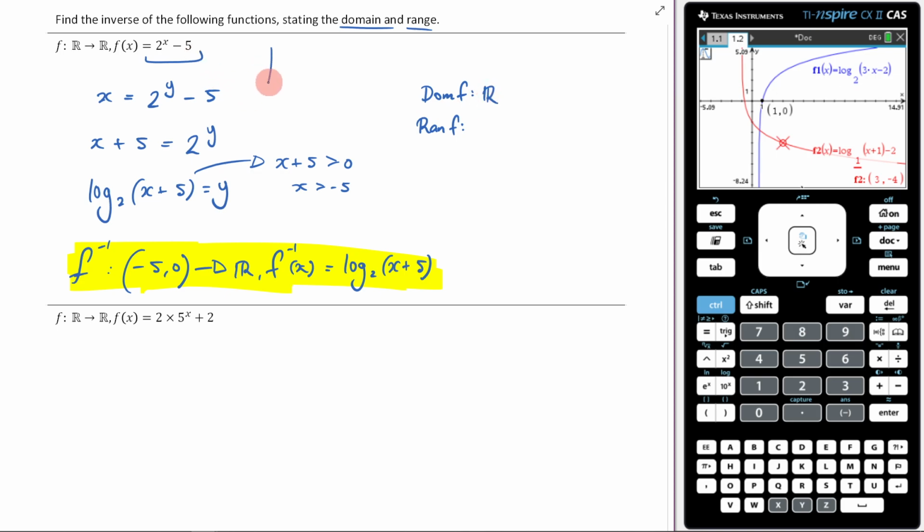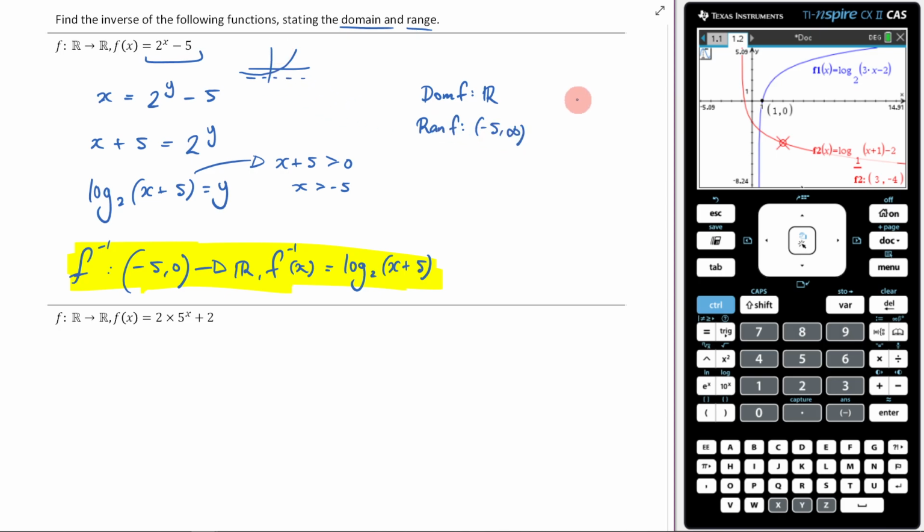What I'm literally doing here is picturing what this graph looks like. It's shifted 5 down, and then it just looks like that. Do you see here? There's just all real numbers there. My range of this is going to be from negative 5 to infinity, so starting there and going all the way up.